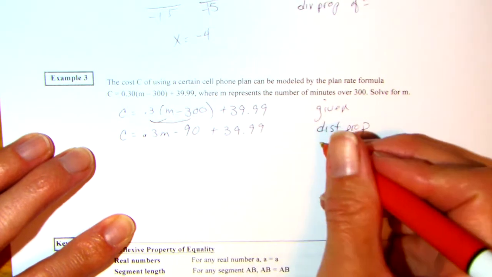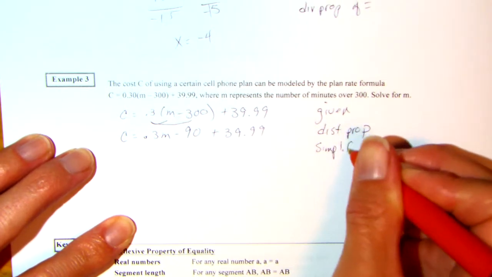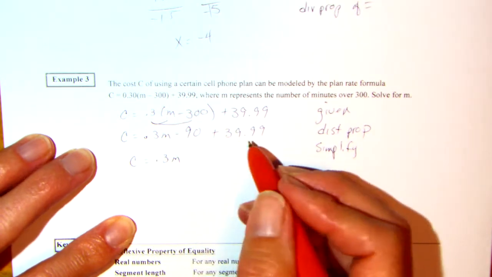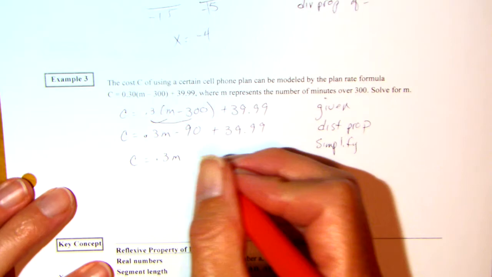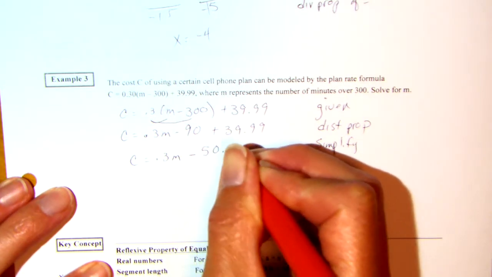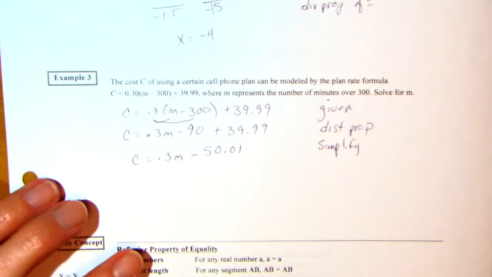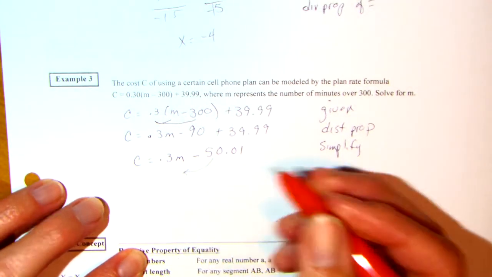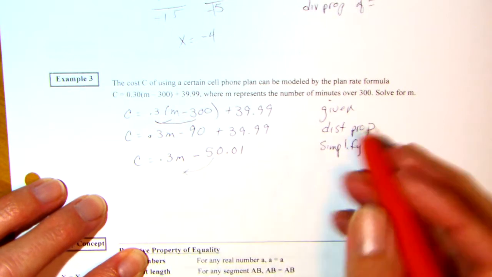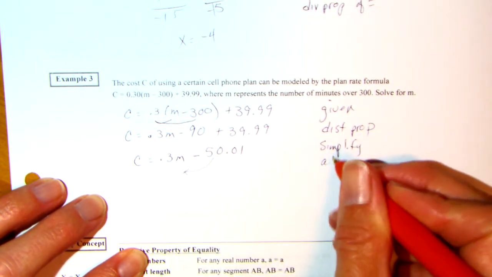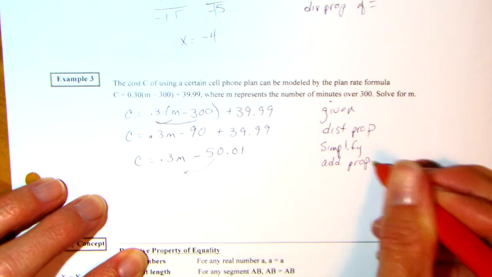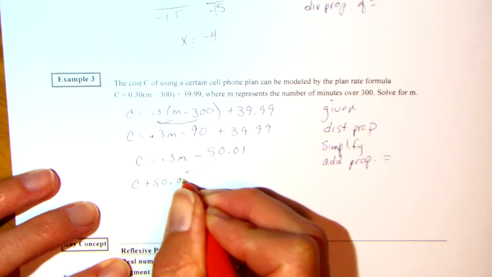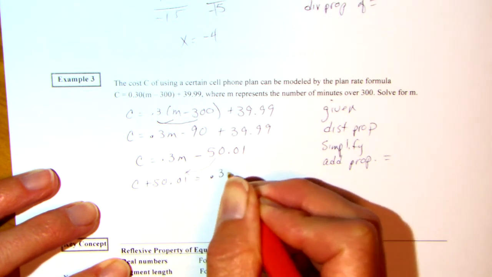Okay, combine like terms or simplify. So I'll have C is equal to 0.3M. When I combine negative 90 and 39.90, I have negative 50.01. Now remember, I need to get M by itself, so I'm going to bring that over to the other side. Basically, that's the addition property. I'm going to add the 50.01 on both sides. So you get C plus 50.01 is equal to 0.3M.